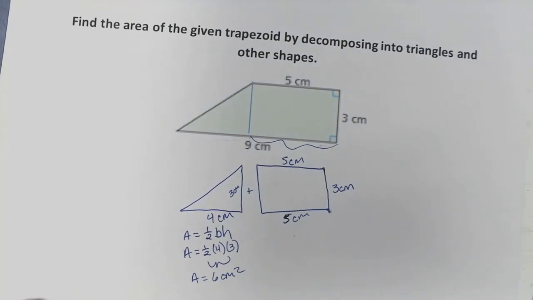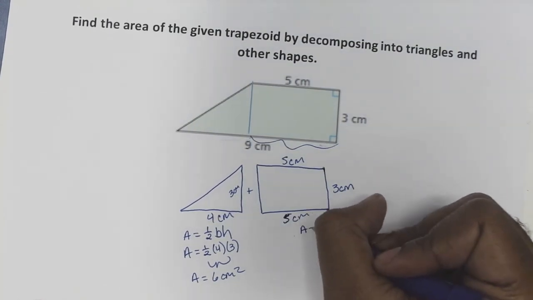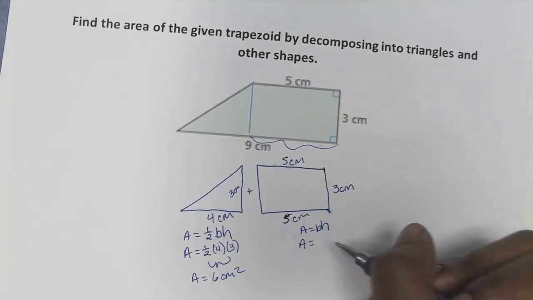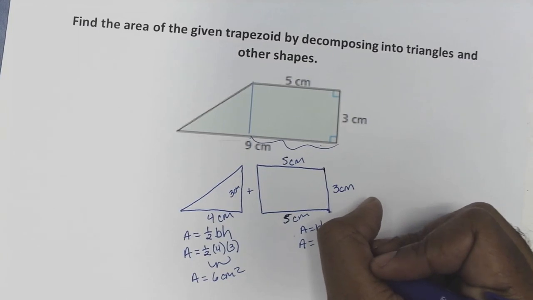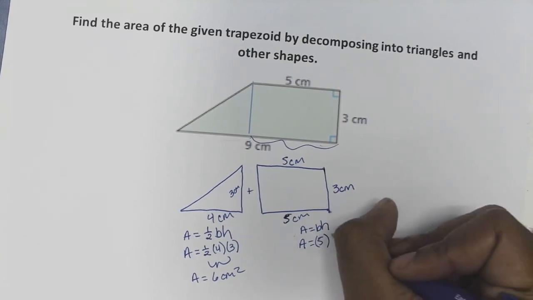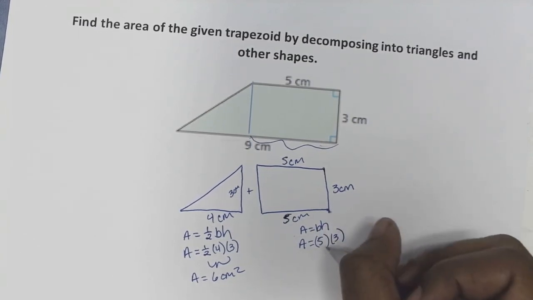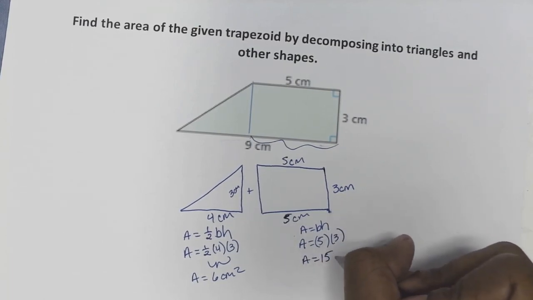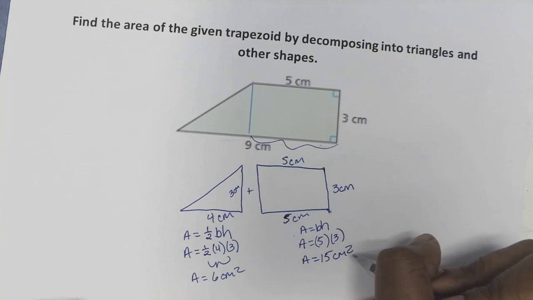So now how do we find the area of the rectangle? Good job. I heard somebody say area equals base times height. So let's start substituting. My base is 5. My height is 3. So I multiply 5 times 3. That's going to give me 15 centimeters squared.